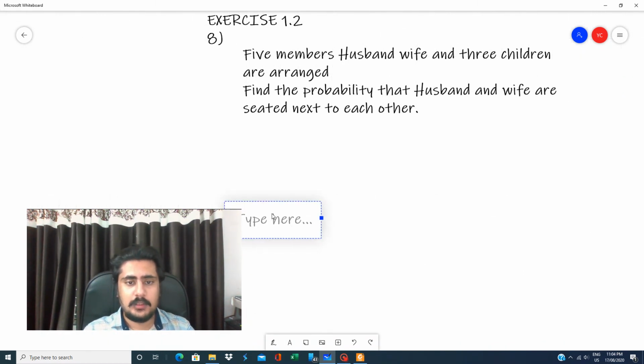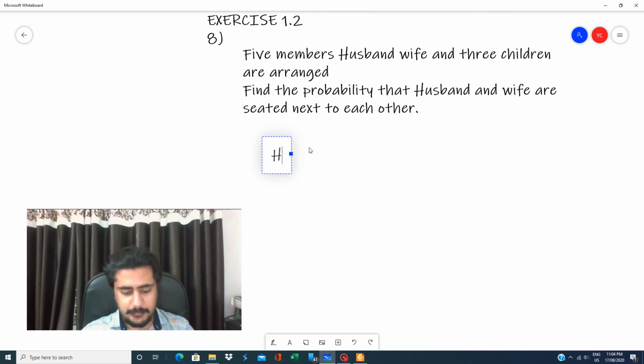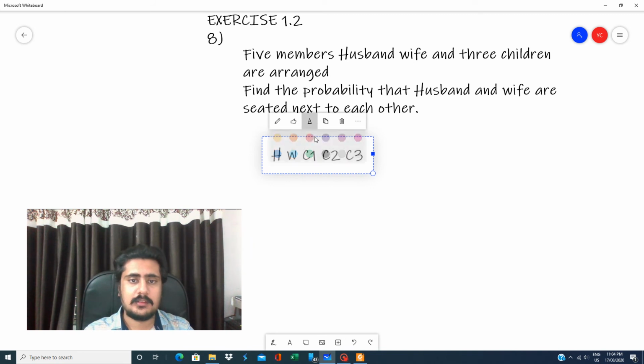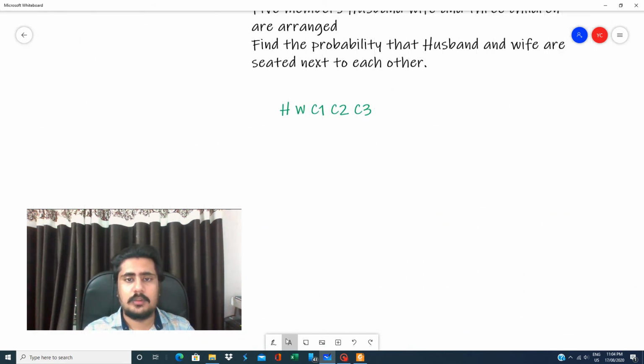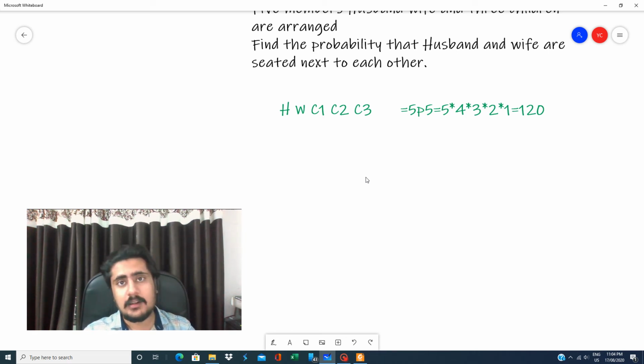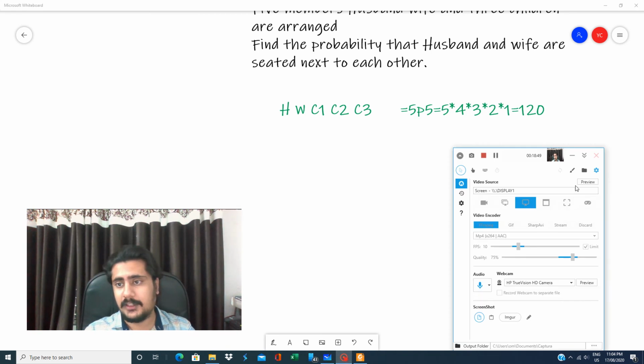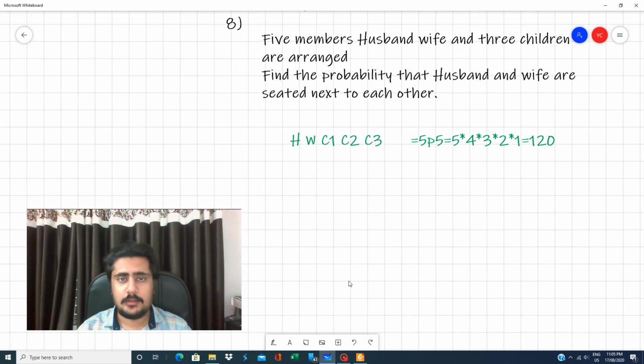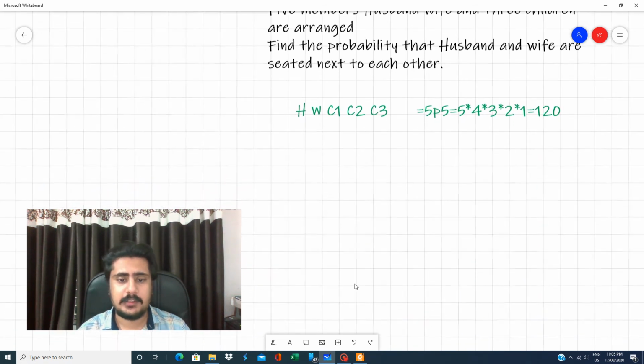Now let us assume that there are a husband, a wife, and three children: C1, C2, and C3. So in total, five people are there. If you need to arrange these five people, the total possibility is 5P5, that's 5, 4, 3, 2, 1, that is 120 ways to arrange these five people. Now what are you asked? You are asked to find the probability that husband and wife are seated next to each other.